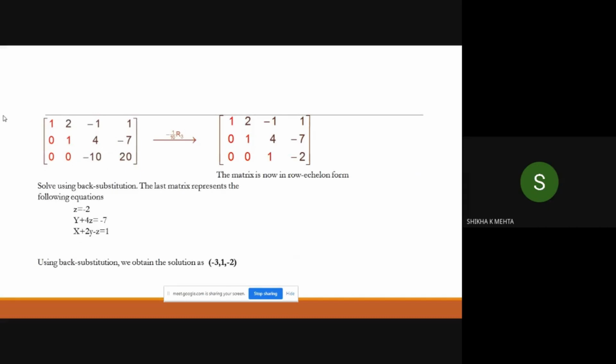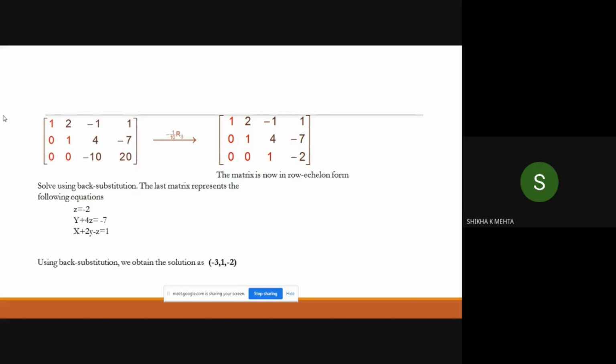And then, sorry, the third step, the last step that is required, is that in the third row we also have to create 1. So we multiply that by minus 1 by 10, because if we multiply it by 1 by 10, it will be minus 1 and we are looking for the positive values. So we are able to get the unit value, and this value is equal to minus 2. So now we are able to convert the original matrix created from the set of linear equations into row echelon form.